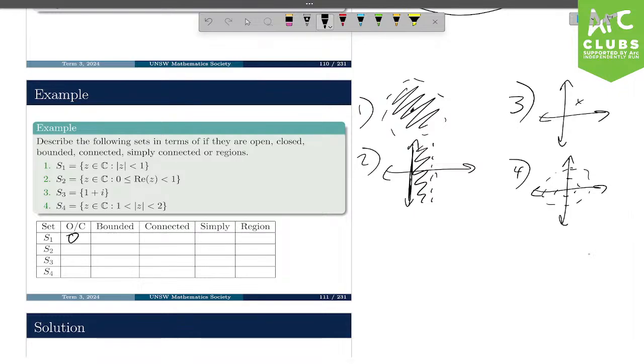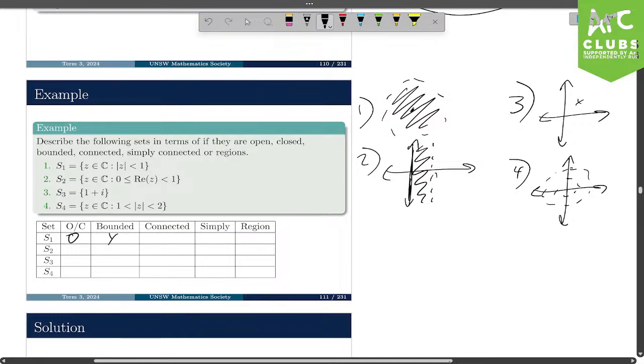So say open. Is it bounded? I mean, it is a circle, so that is pretty much given to us. Connected, yeah, we can draw a line or some manner of arc between any 2 points inside of it. Simply connected just means if we draw some manner of polygon inside of it, then the interior of that polygon is also included, okay? Just a little extra terminology.